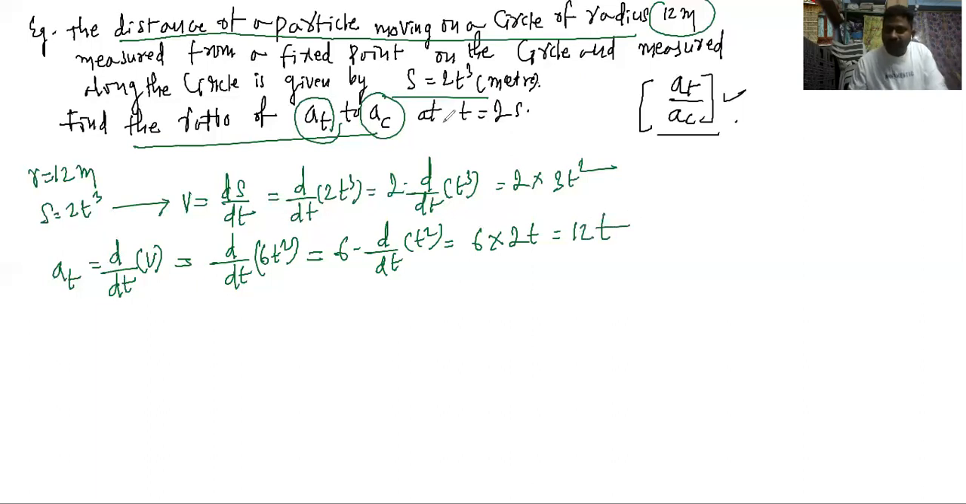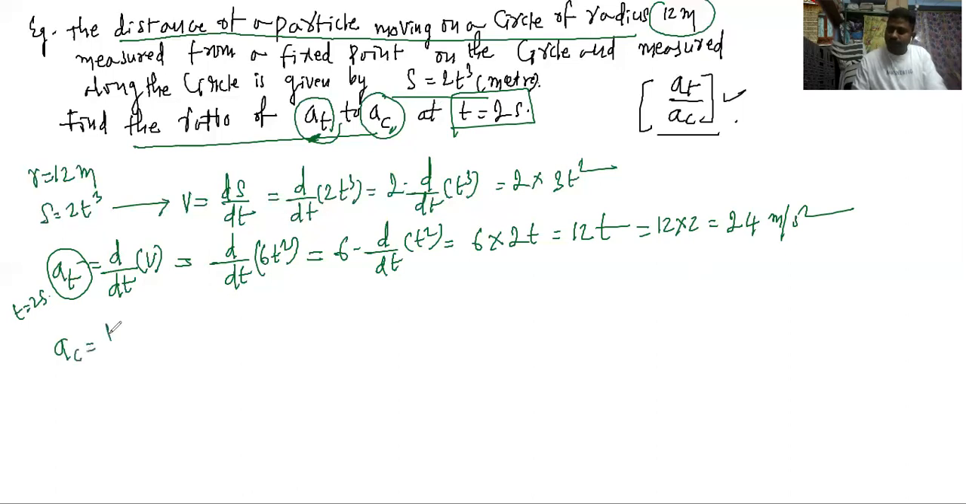At what time are they finding the tangential acceleration and centripetal acceleration? At time t equal to 2 seconds. So that is 12 into 2, which is 24 meter per second square. This is the tangential acceleration at t equal to 2 seconds. And centripetal acceleration is equal to v square by r, my dear students. What is v square? V is directly given. R is how much? 12 meter.